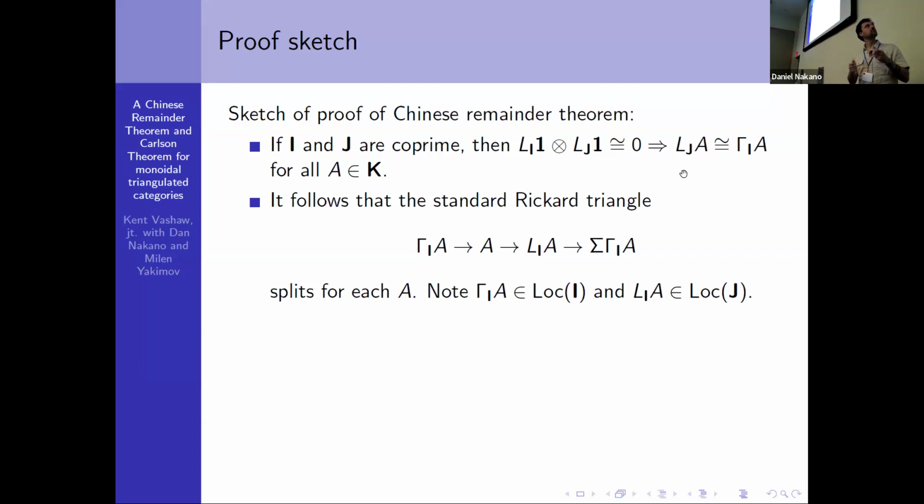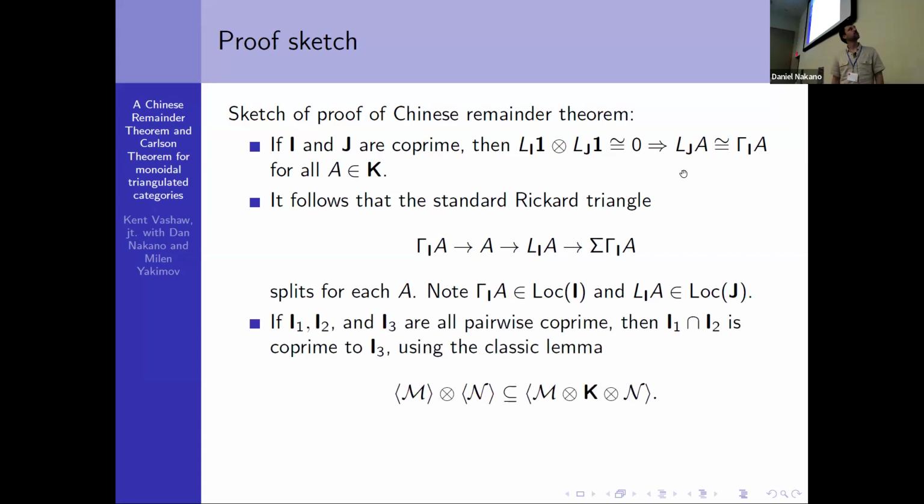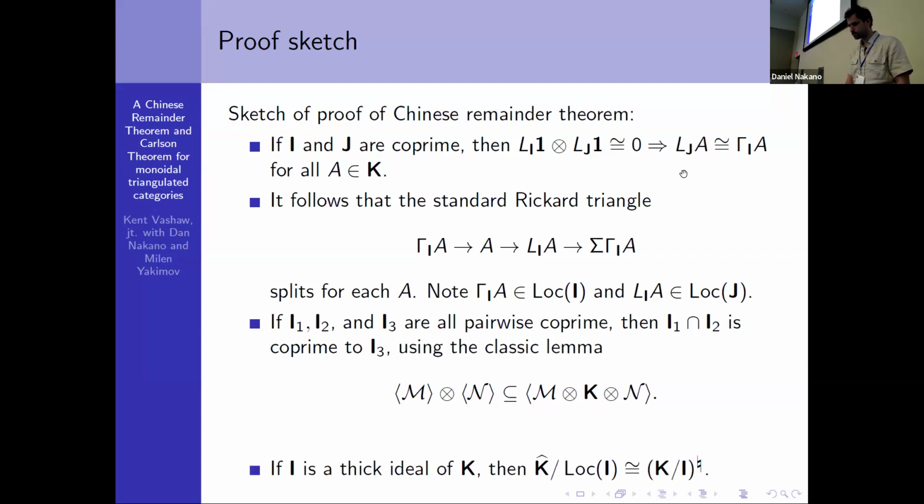From this theorem, you can do the decomposition given any two coprime ideals. And then the point is you want to extend this to an arbitrary collection of coprime ideals. And this is fairly straightforward. If you have three pairwise coprime ideals, then the intersection of the first two is indeed coprime to the third, using this kind of classic lemma. And this allows us to now decompose for some arbitrary finite list of coprime ideals. And then in order to pass to the compact part, we use a standard theorem, which is that the compact part of K hat quotient by log I is the idempotent completion of just K quotient by I.